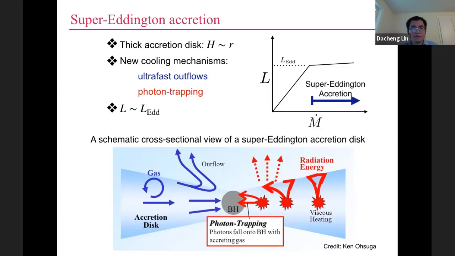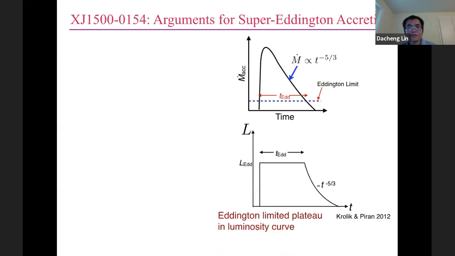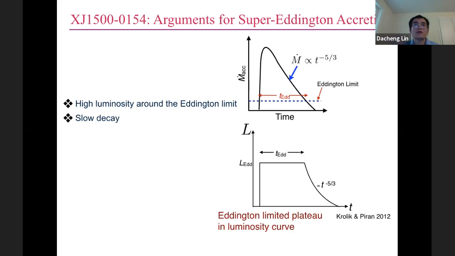From the standard theory of tidal disruption events, we expect the mass accretion rate to go quickly to the super-Eddington level and then decay according to t to the minus 5/3. So we expect a period of super-Eddington accretion when the mass accretion rate is above the Eddington limit, and during this period we expect an Eddington-limited luminosity. So in the luminosity curve, you expect a plateau at the beginning of the outburst. This super-Eddington accretion period can last about 2 years for full destruction of a solar type star by a 1 million solar mass black hole. The presence of a super-Eddington accretion phase can then explain our event's high luminosity around the Eddington limit and very slow decay.